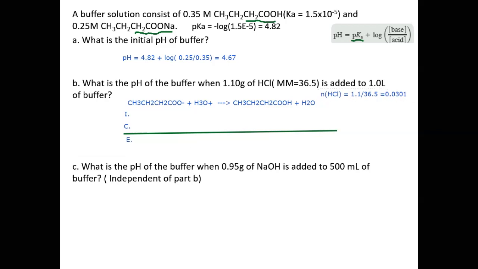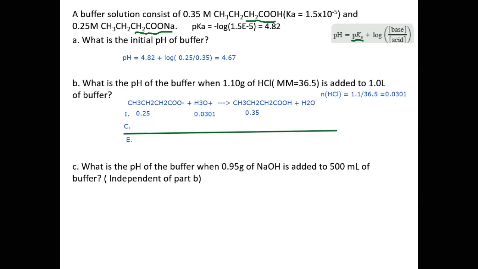So initially we have 0.0301 moles of H3O+. Since it's 1 liter, we have 0.25 moles of our conjugate base and 0.35 moles of the conjugate acid. Again, we can do this because we're doing 1 liter. If it was other than 1 liter, we'd have to find the moles of each conjugate acid and conjugate base and then do the calculation.